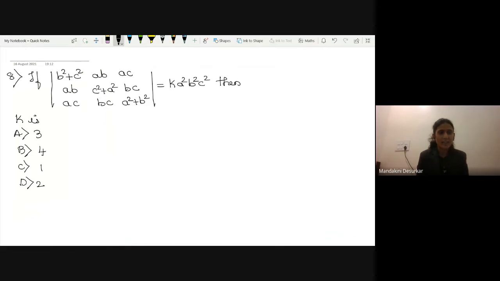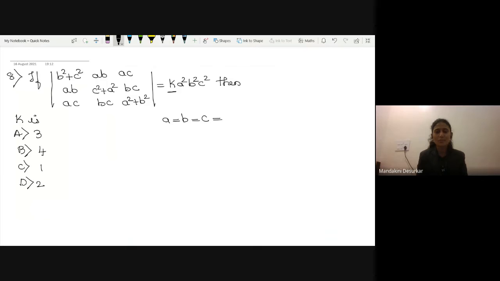If this is a determinant, I need to find the value of this k. Now how will I find the value of k? Again, I go back to my same trick. What is my trick saying? A is equal to B is equal to C. What should be the value? If I say 0, the entire thing is going to be 0. So I can't go with 0.